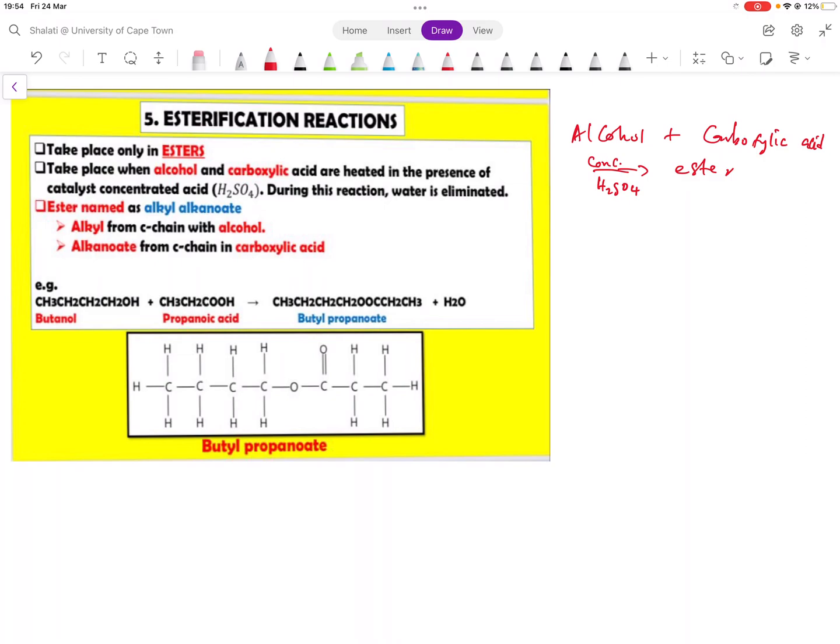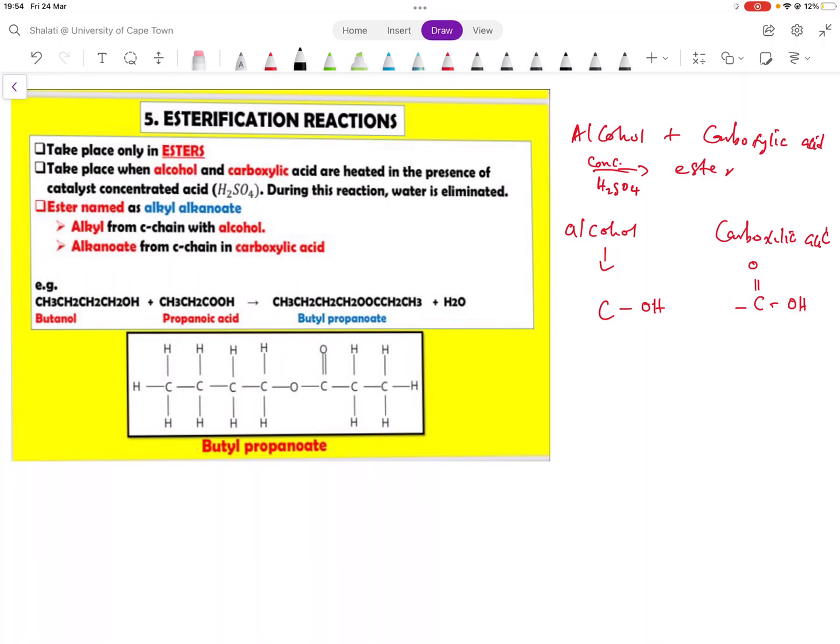You just need to know and remember your functional groups. So your alcohol, it's a carbon bonded to an OH, and the carboxylic acid, it's a carbon double bond oxygen single bond OH. Just remember those functional groups. So here, water will be eliminated during the process.